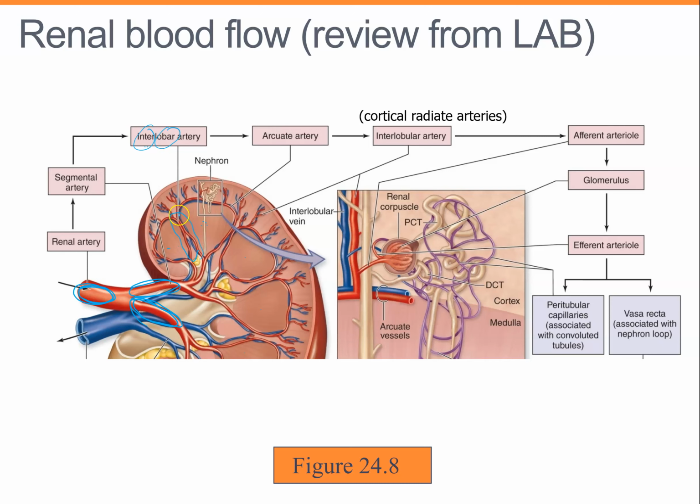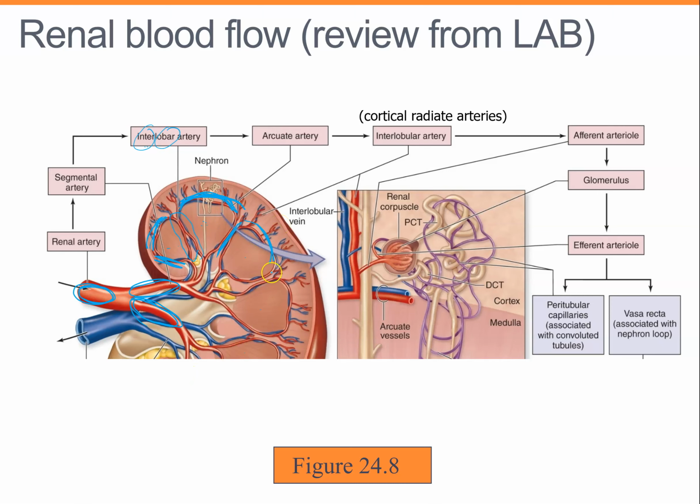And then it's going to turn and go across the top of an arc. An arc is like a rainbow shape. So that's going to be an arcuate artery. And this would go, that would be interlobar, and then this is arcuate. This is interlobar, and this is arcuate. So you see this all the way around the kidney.